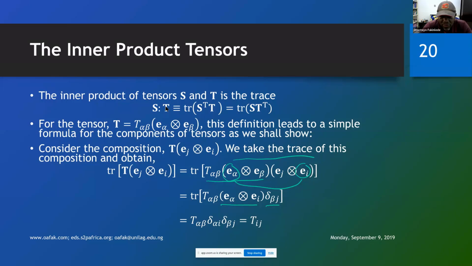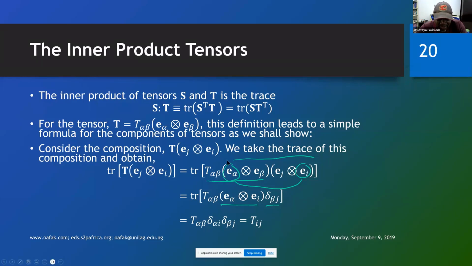trace of these two tensors here. So we take the trace of T. Let us take T. We do the reversal of a dyad. When you reverse the dyad, you have taken the transpose of the dyad. It is easily shown that the transpose of a dyad is the reversal of the dyad.